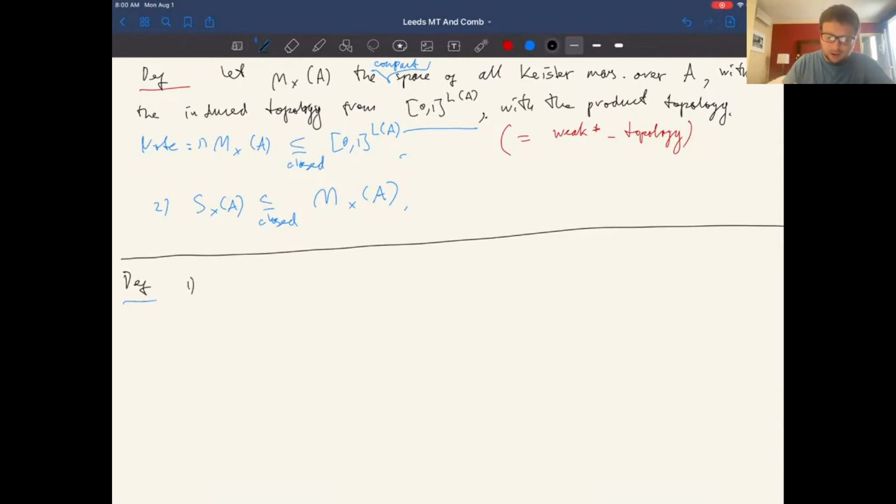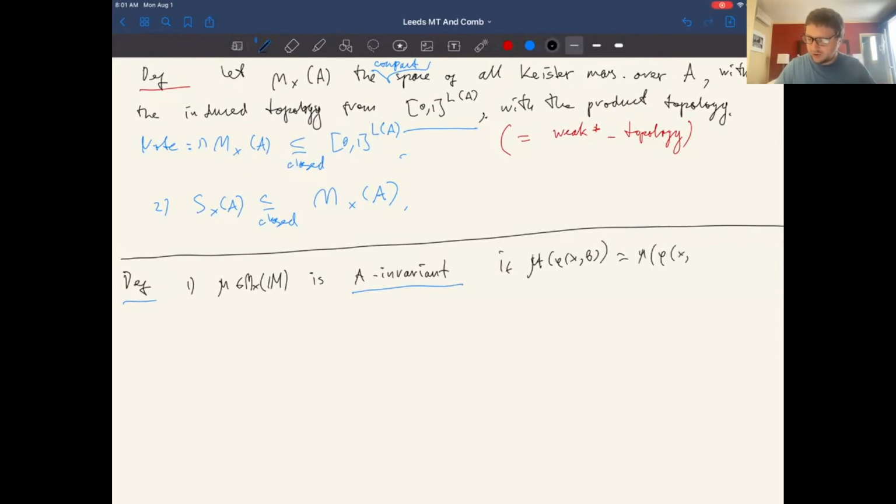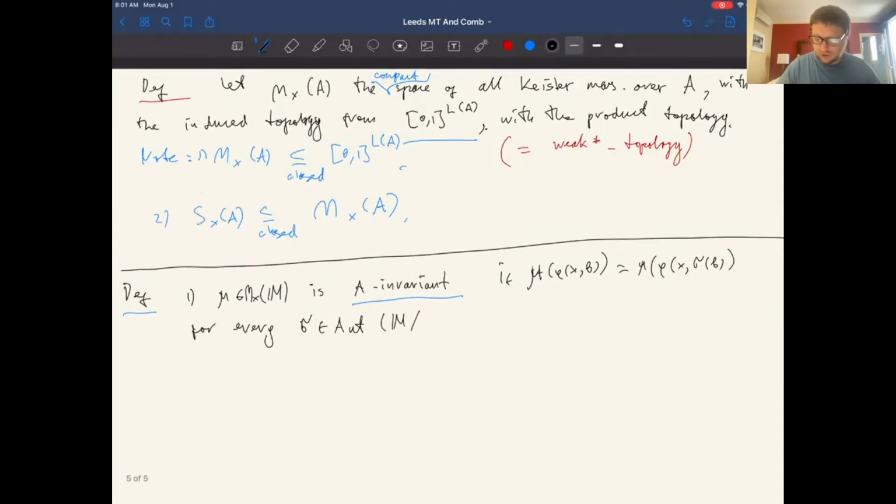One, given a measure mu in the space of measures over, let's say, the monster model or some saturated structure, we say that it is A-invariant, where as before A is a small subset of the model, if it's preserved by all automorphisms of the saturated model which fix A. So we have mu(phi(x, b)) equal to mu(phi(x, sigma(b))) for every sigma, an automorphism of M which fixes the set A pointwise.